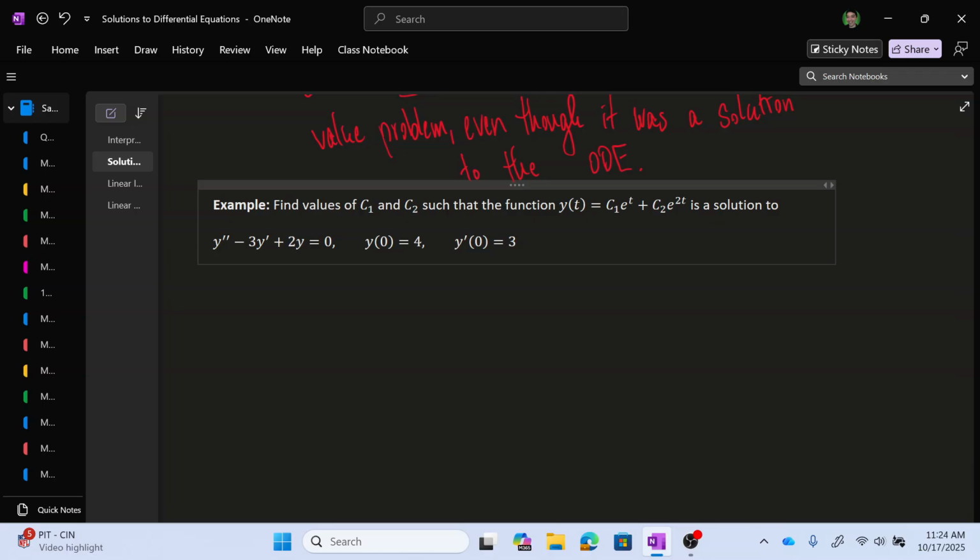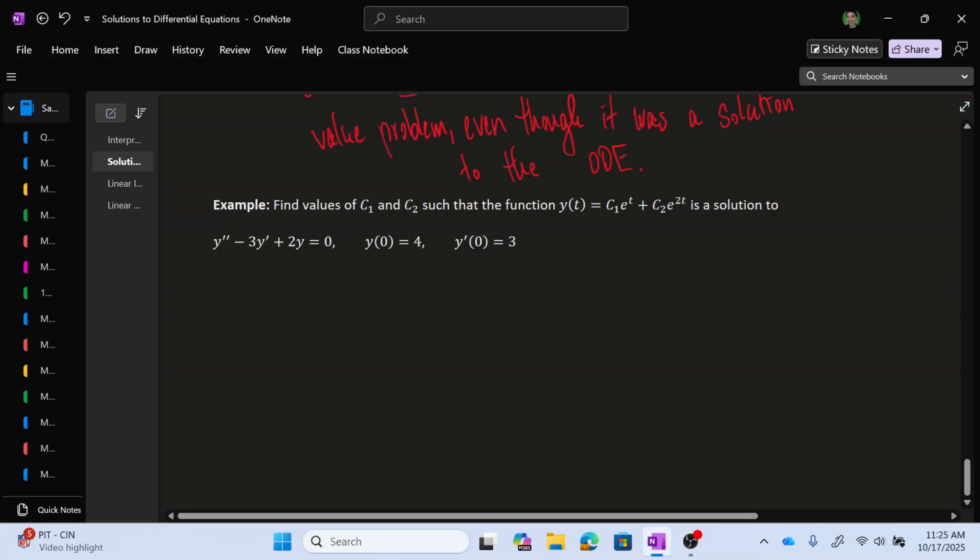Somehow, and we'll talk more about this later, we have been provided with the template y of t equals some constant c1 times e to the t plus some constant c2 times e to the 2t. And we're told that this is a template for a solution to this initial value problem. We just need to figure out what values we should have for the constants C1 and C2 to make this template into an actual solution.